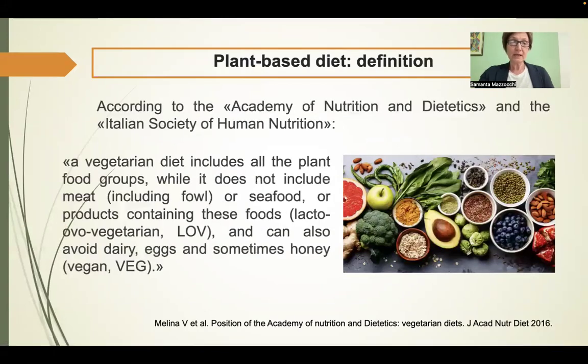The definition of plant-based diet varies largely and may be defined differently among researchers, scientists, and clinicians. However, recent guidelines have provided a consensus definition. According to the Academy of Nutrition and Dietetics and the Italian Society of Human Nutrition, a vegetarian diet includes all the plant food groups, while it does not include meat or seafood or products containing this food, and can also avoid dairy, eggs, and sometimes honey.